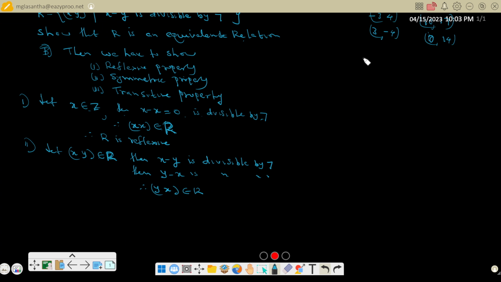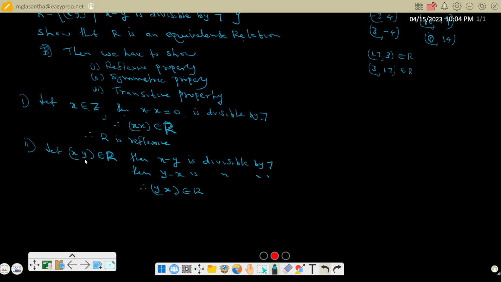17, 3. If you take (17, 3), it belongs to R. Why? 17 minus 3 is 14, and 14 is divisible by 7. Now if you take (3, 17), 3 minus 17 is minus 14. Minus 14 is divisible by 7, and 14 is also divisible by 7. Therefore, whenever (17, 3) belongs to R, then (3, 17) also belongs to R.